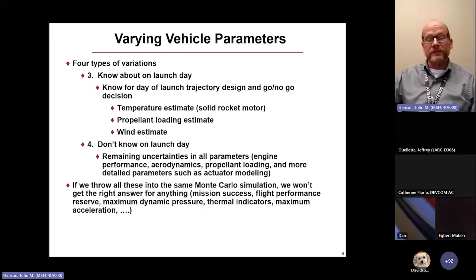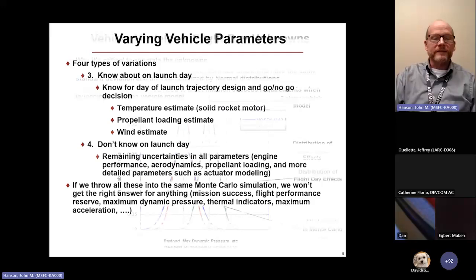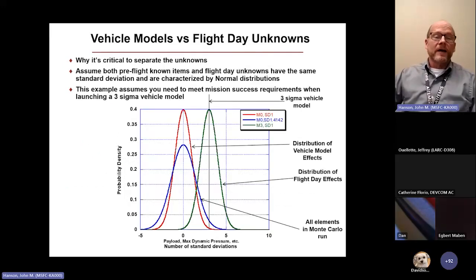And then there's things you don't know when you launch it. There's remaining uncertainties in all the parameters. You estimate these things, you measure them as best you can on the ground, but you still got uncertainty in all those things. Now, if we threw all this stuff into one Monte Carlo sim, we would not get the right answer for anything. And I'll show you an illustration on this slide here about why that's not the way we want to do it. So about why it's critical to separate the unknowns.